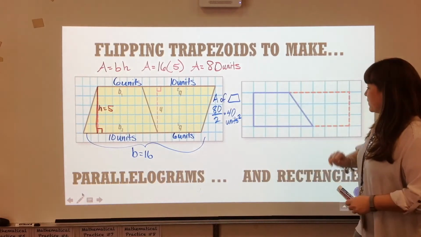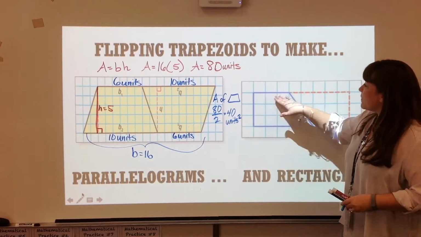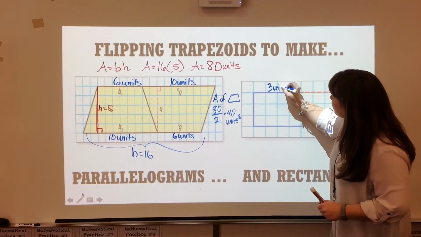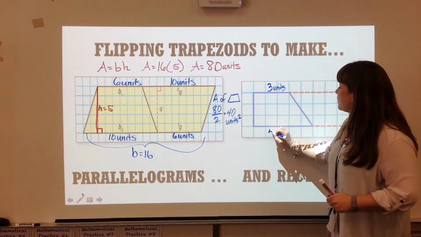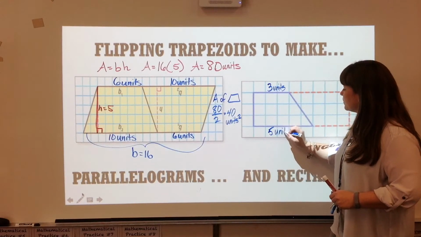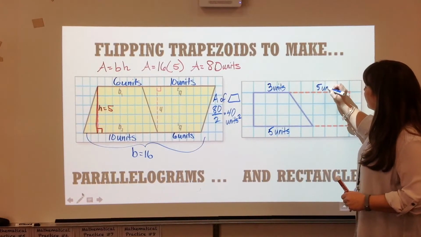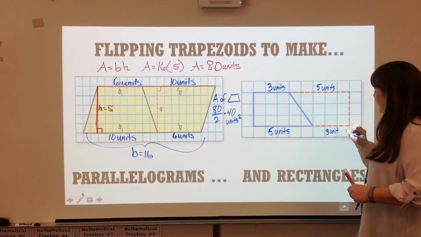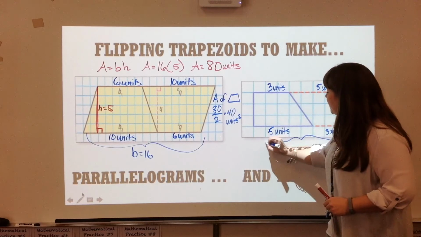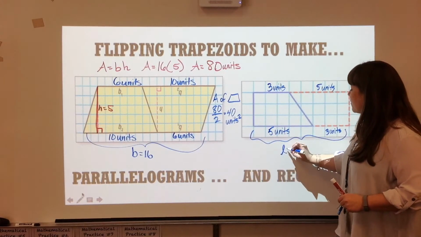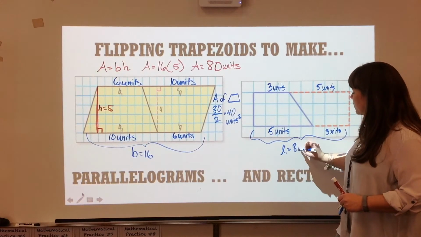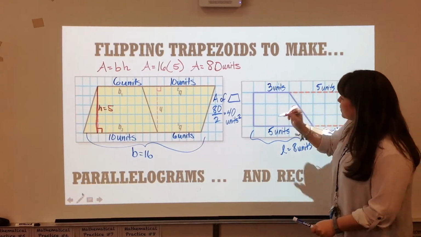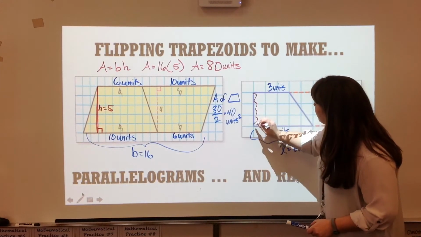Now let's talk briefly about this one. The top of this trapezoid is 3 units. The bottom is 5 units. So this is now 5 units, and this is 3 units. We have to combine the 3 and the 5 to get the length of the rectangle, which is 8 units. And the height is just the 3 units. So this is the height.